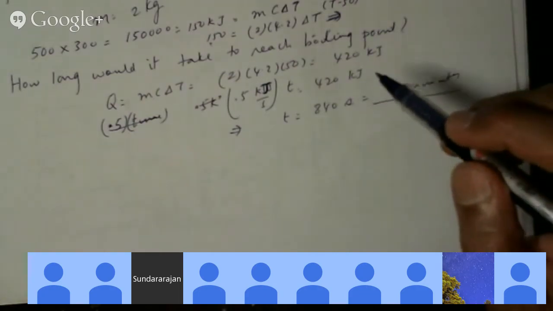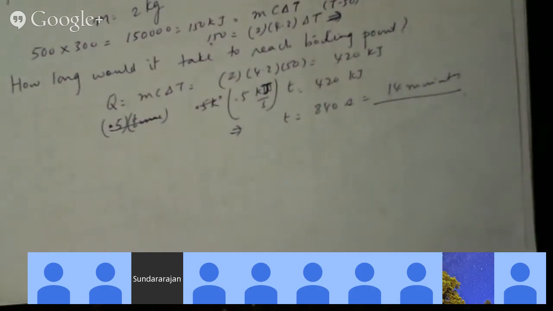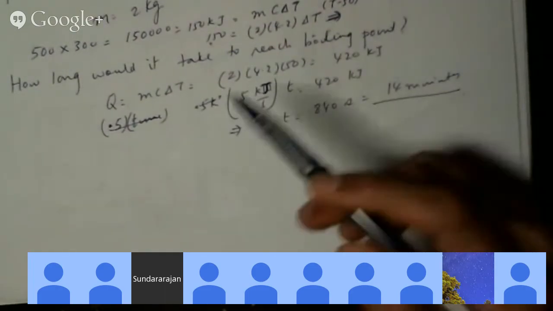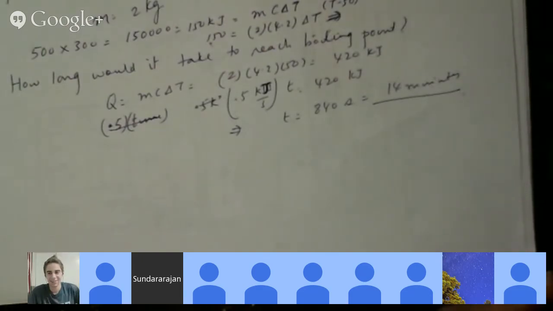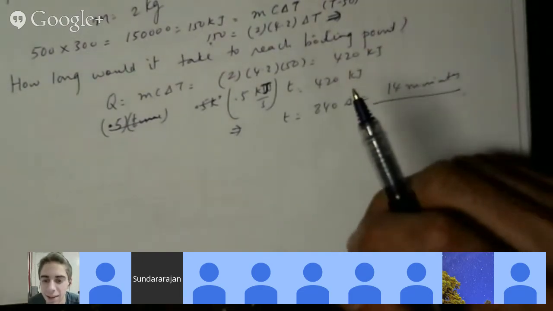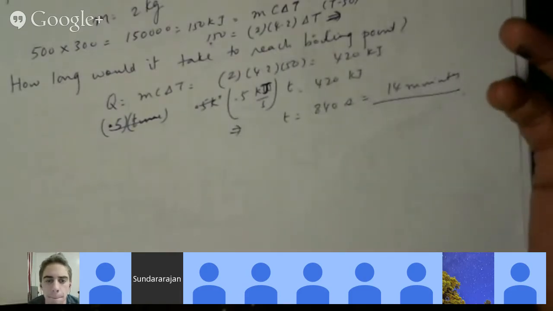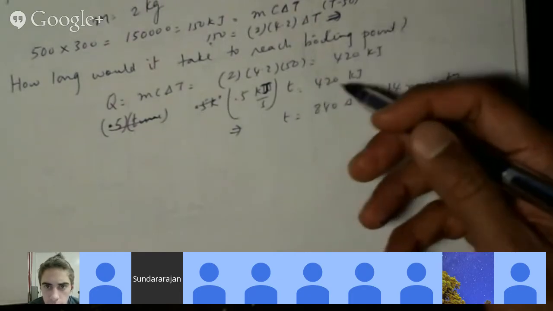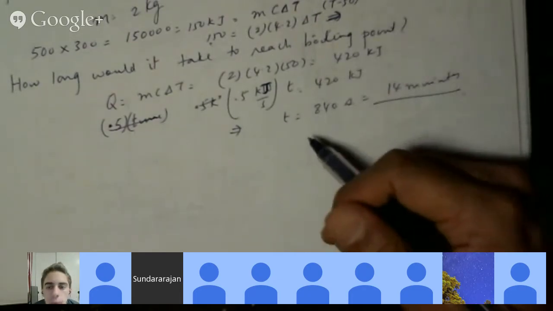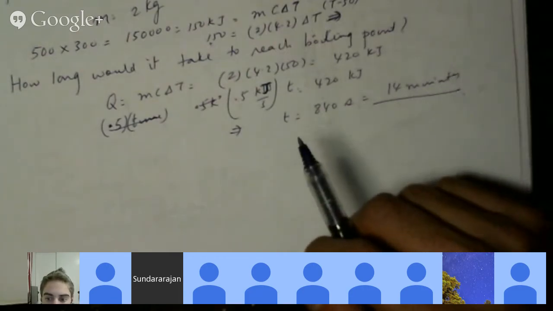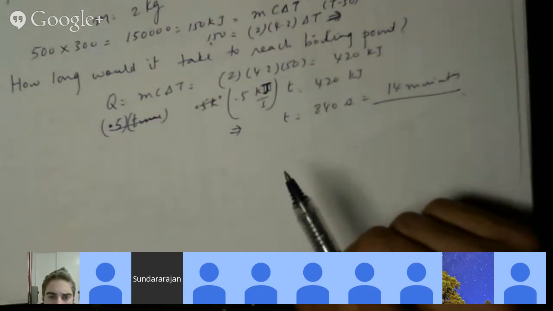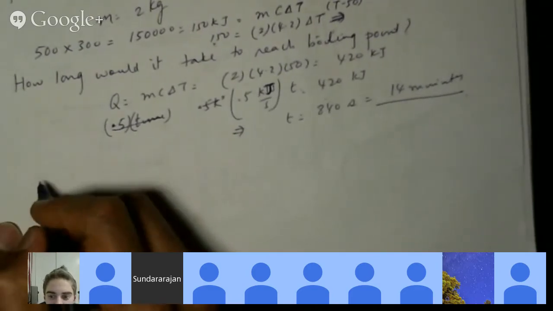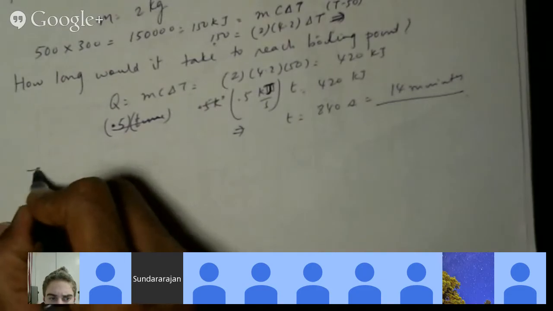Okay, all right. The simplest way to do it is to say, how much energy do I need? I need 420 kilojoules. How much energy am I supplying per second? 0.5 kilojoules per second. Then how long would it take to supply 420? It'll be 840 seconds, right? Yes. Okay. Now let's say that I leave the heater on for half an hour.